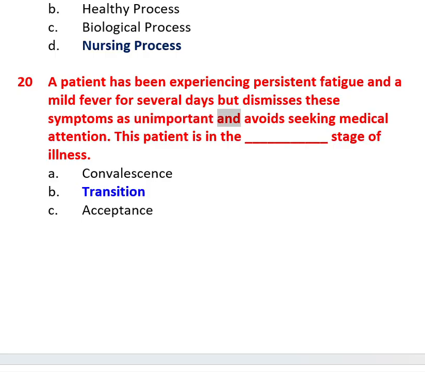20. A patient has been experiencing persistent fatigue and a mild fever for several days, but dismisses these symptoms as unimportant and avoids seeking medical attention. This patient is in the blank stage of illness. Convalescence. Transition.